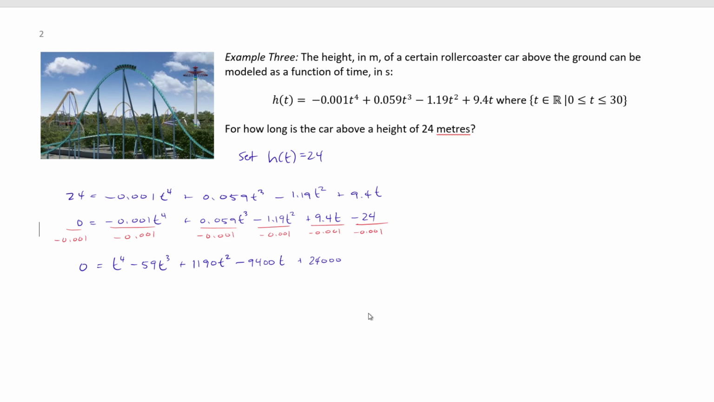Notice that I'm choosing only the positive t values because I have a restriction on t over here. It's got to be greater than 0, but less than 30. So eventually I find that when t is equal to 5, this is equal to 0. So that means t minus 5 is a factor.